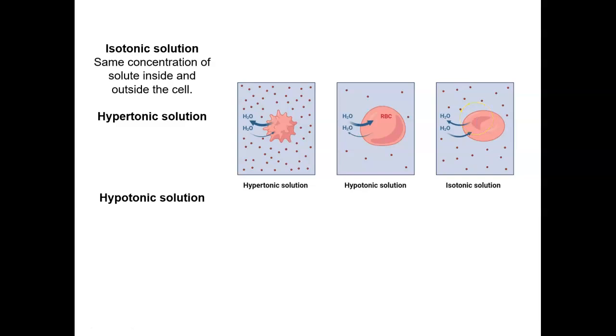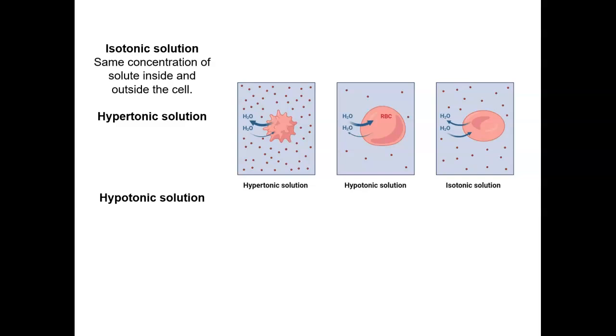Remember diffusion and osmosis, the molecules move until they're in equilibrium. So if the water is the same concentration on the inside and the outside of the cell, if a molecule of water moves out of the cell, another molecule is going to move in. And the cell is going to look like a normal cell. All of our cells are in an isotonic solution in our bodies.